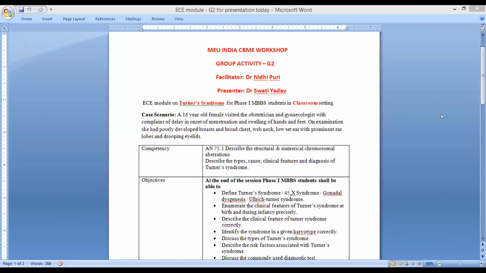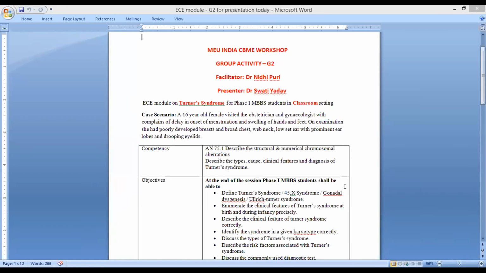So the expected competency relevant to my topic in the MCI document is AN 75.1, which is to describe the structural and numerical chromosomal aberrations. So with this, we describe the types, cause, clinical features, and diagnosis of Turner syndrome. So with this competency, we can pull out the objectives. At the end of this session, phase 1 MBBS students shall be able to define Turner syndrome or 45X syndrome or gonadal dysgenesis or Ullrich-Turner syndrome.